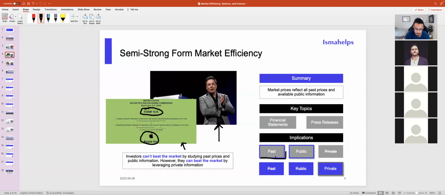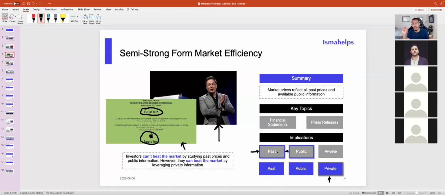As you can see, whatever's highlighted in blue in these gray boxes is already priced in the stock. So you cannot beat the market with these two types of information. By that same token, you would only be able to beat the market with private information, because past and public information are priced in the stock. However, private information is not priced in the stock.